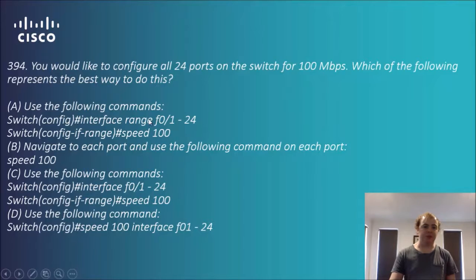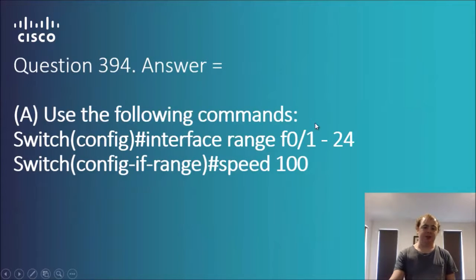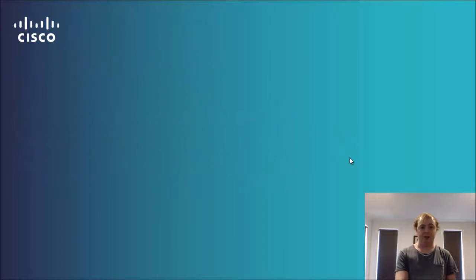And we'll just have a bit of a further look here. The answer here is A. So C is almost right, but it doesn't have that there. So interface range, you need to type in to get multiple interfaces configured and changed at the same time, and speed 100 at the end in the config interface range mode.